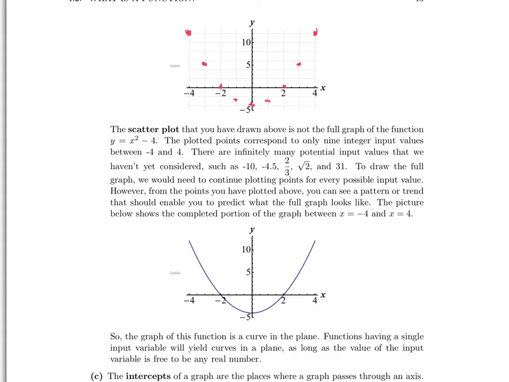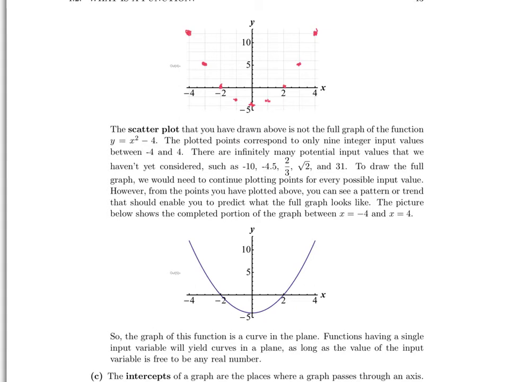For example, we could have put the number 3.5 into this function, or -1.6, or we could have put the number pi into this function, or the square root of 2, or 2/3. There are many other numbers that we could have put into the function that we didn't. Each one of those numbers would yield another point on this picture. To draw the full graph, we would need to continue plotting points for every possible input value.